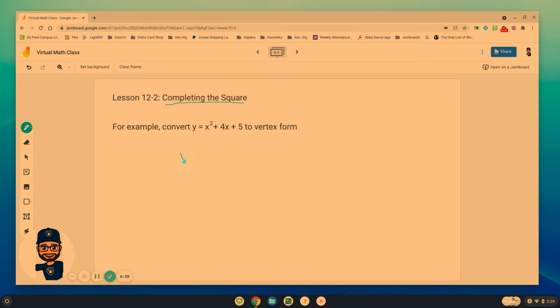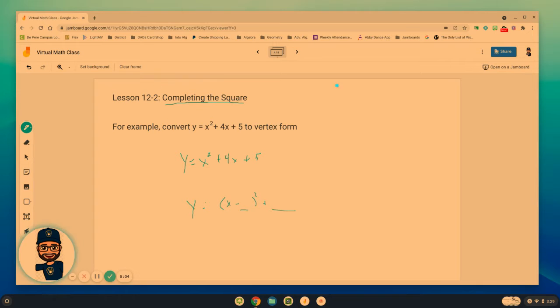How do I convert y equals x squared plus 4x plus 5 into something that looks like y equals (x minus some value) squared plus some other value? How do I figure out what all of those values are and what does that mean, right?